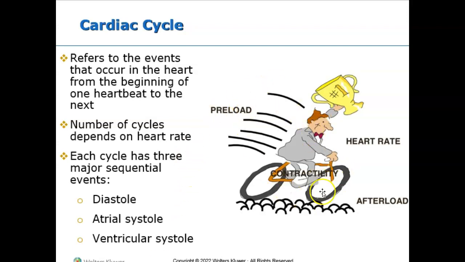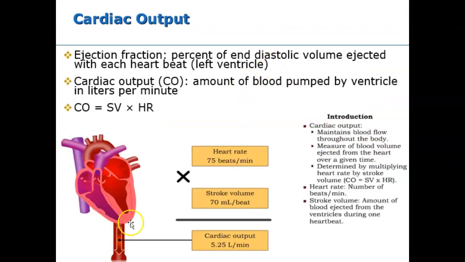This little bike talks about preload, contractility, heart rate, and afterload. I think we go into that a little bit more later. Cardiac output is definitely something you need to know: how much blood the heart can pump in 1 minute. And so it's stroke volume times your heart rate. Stroke volume is the amount of blood the heart sends to the body in one heartbeat. And that does vary based on how hard the heart muscles have to work and the force they need to use to push the blood out to the body.